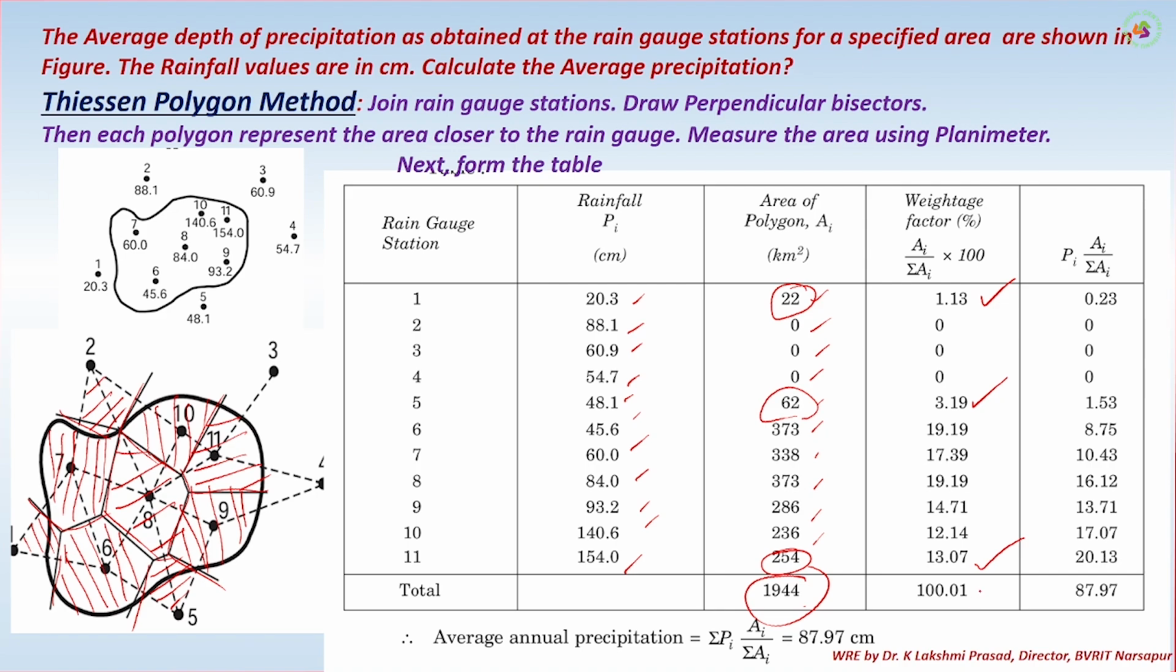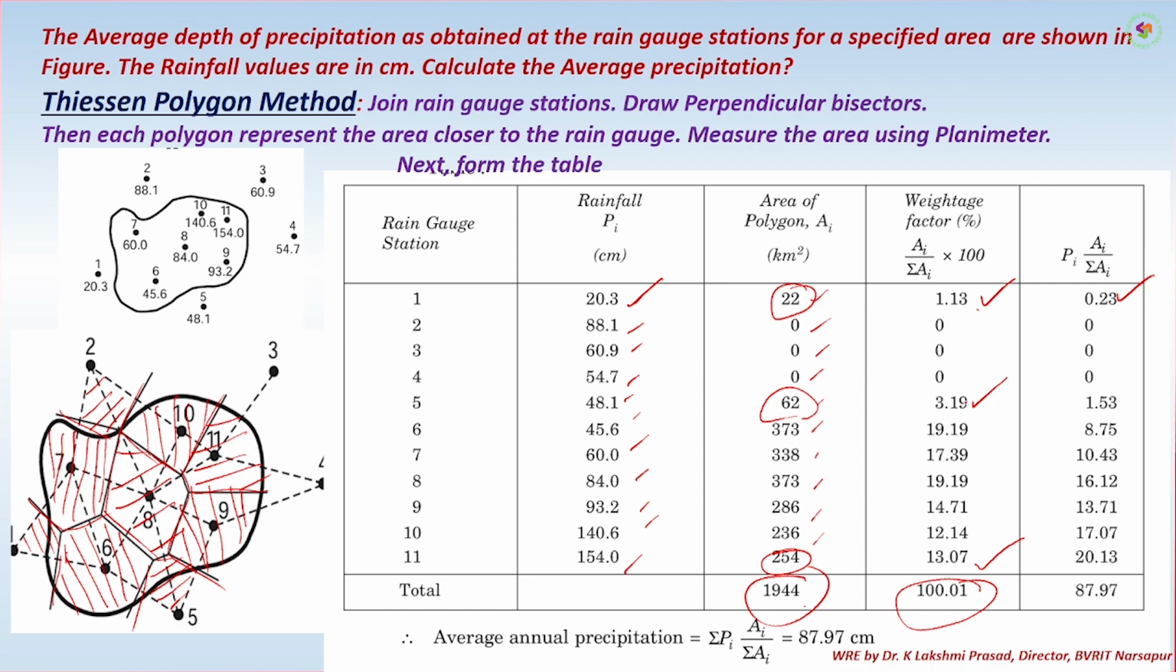So all that total together, naturally it has to be 100%, right? Because all the areas put together, total area. So this is the thing. Now what I need to do is find the contribution of each rain gauge station. Naturally, I take this weightage factor multiplied by the rainfall, and this is the answer.